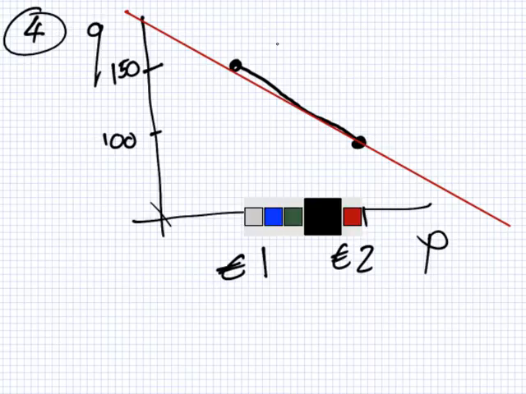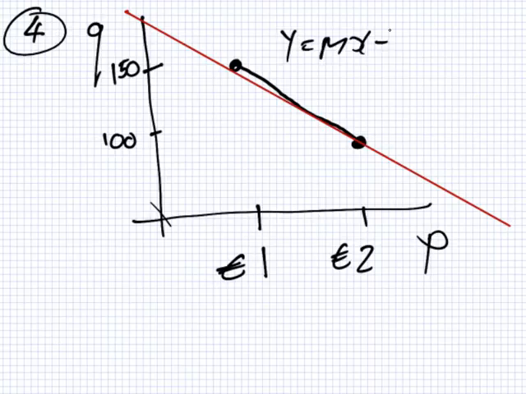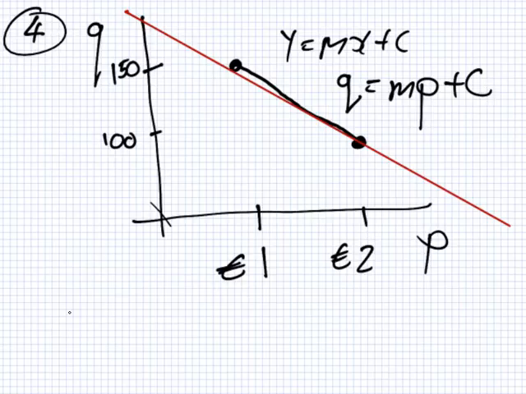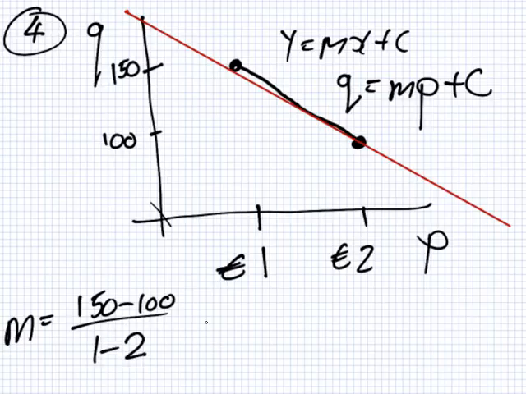So we have y equals mx plus c, although it's not y and x here, but rather q equals mp plus c. We still have the same formula for m. It'll be 150 minus 100 over 1 minus 2. Just be careful there. So this is minus 50. So I have q equals minus 50p plus c.